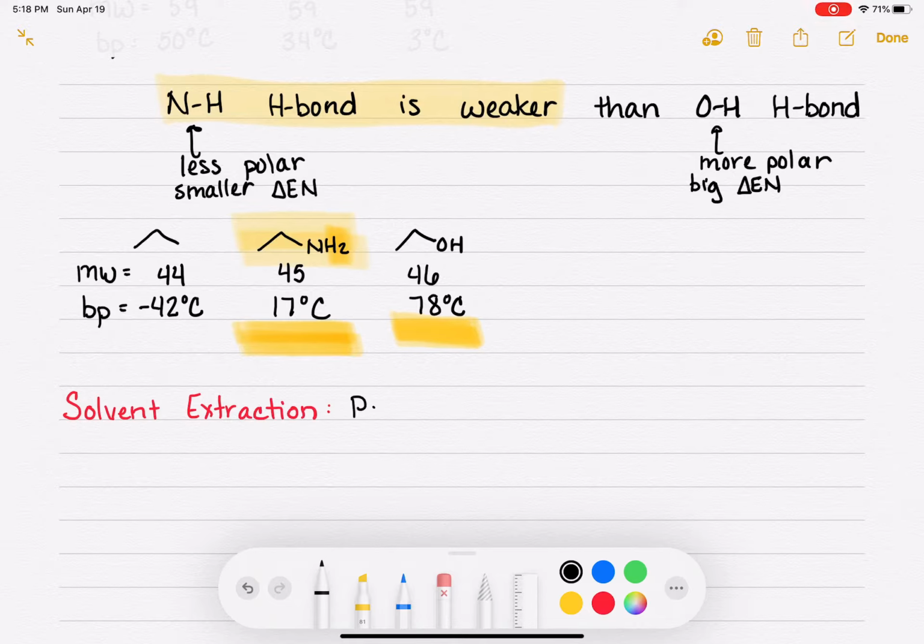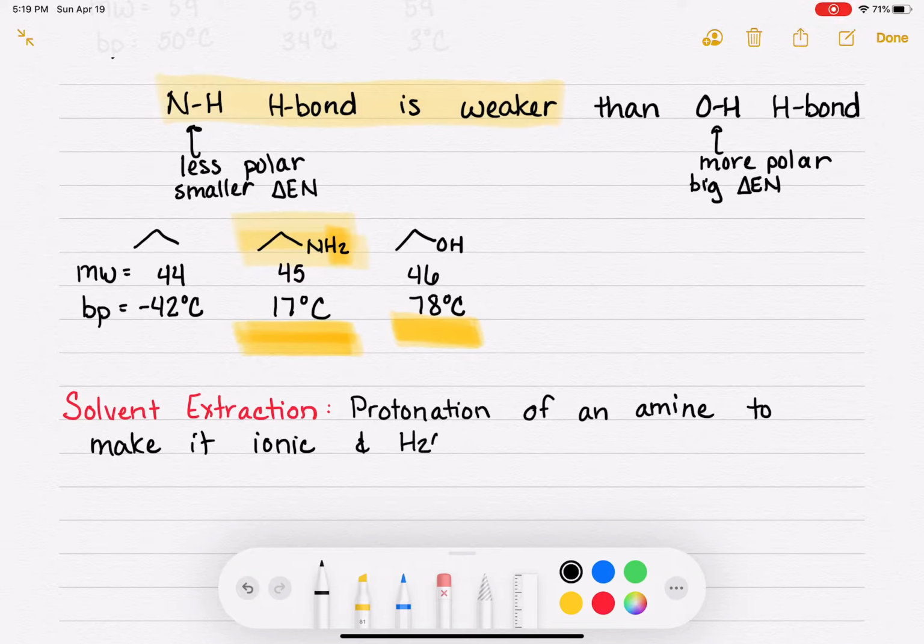Solvent extraction is essentially when you are protonating. In the case of an amine, it is protonation of an amine, that the protonation causes it to become ionic, and therefore it becomes soluble in water. And this allows us to separate it from other organic substances.